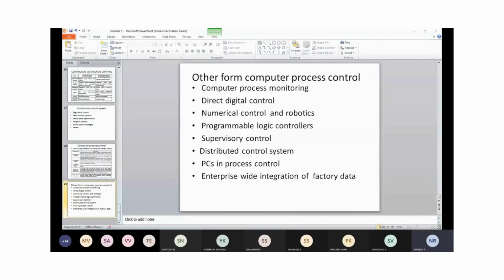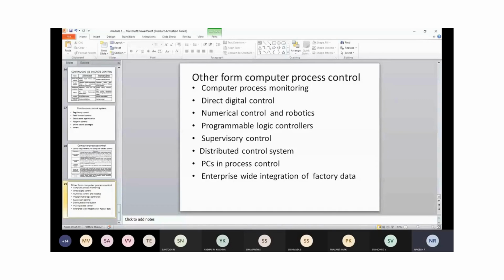Type of the various types of control processing, monitoring, and processing control systems. In that, we are going to consider computer processing monitoring and direct digital control, numerical control, programmable logic control, and supervisory control, and distributed control, and PC program control, enterprise-wide integration of factory data.